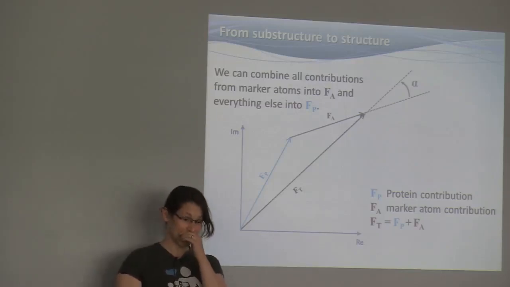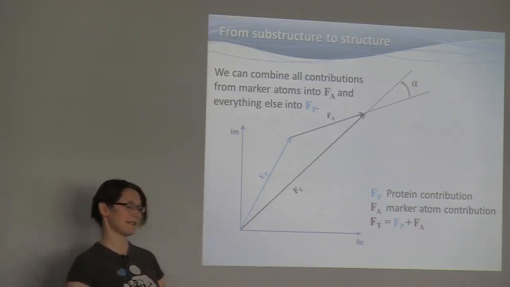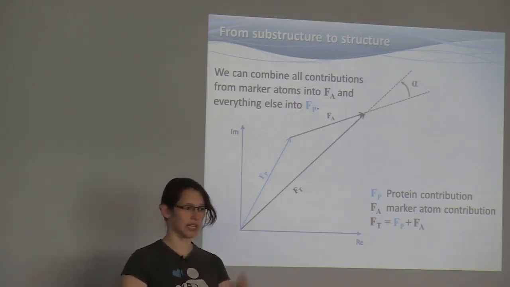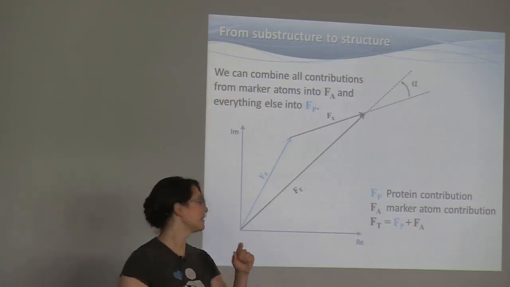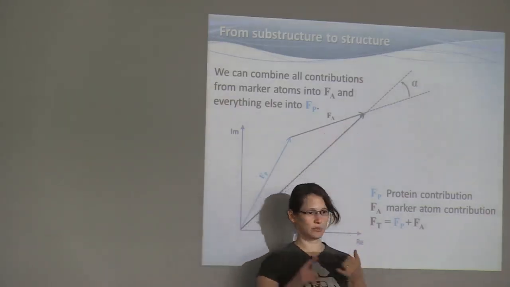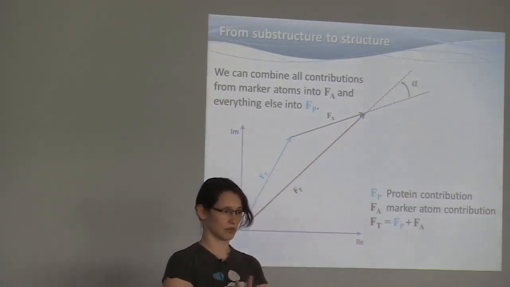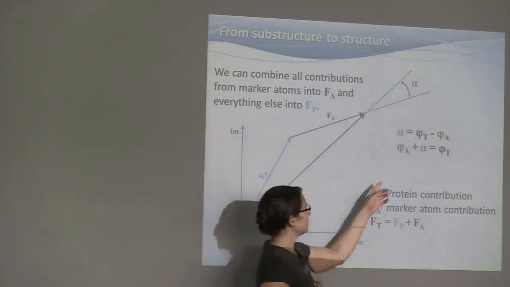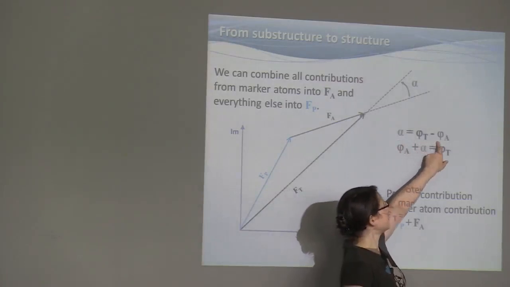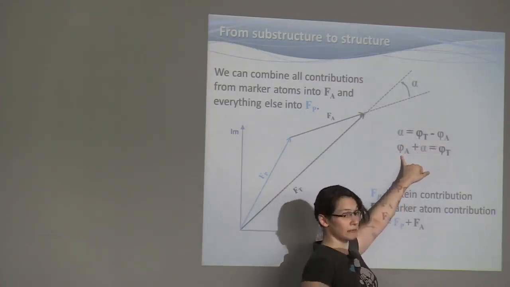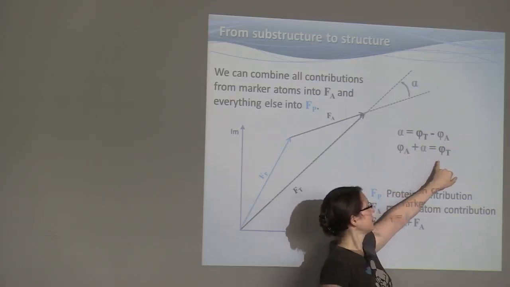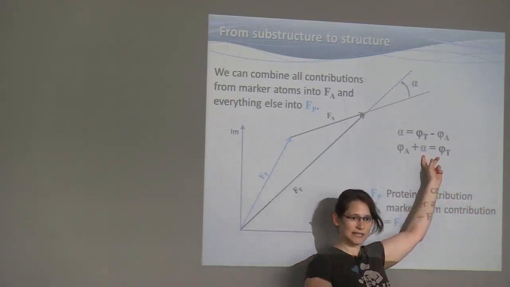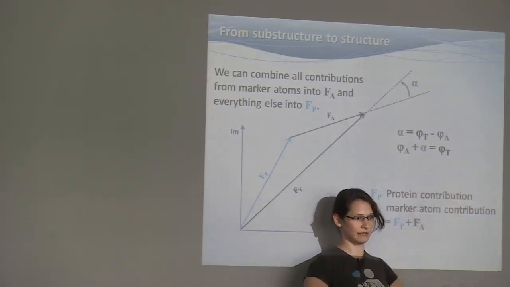Between them, actually between FA and FT, there is an angle, and we call this angle alpha. Now, if we know the substructure, we can calculate this very vector because we know the phase and the amplitude that we expect for our substructure. If we turn this around, alpha is phi T minus phi A, so phi A, which we know, plus alpha is the phase of the entire structure factor. So if we find a way to get this alpha, or at least estimate it, we can calculate the phase of the entire reflection.